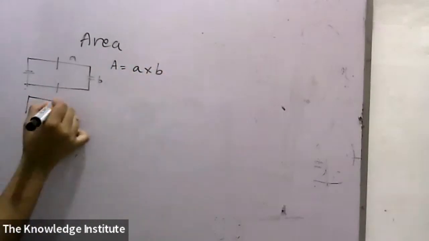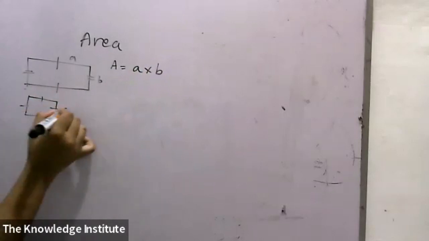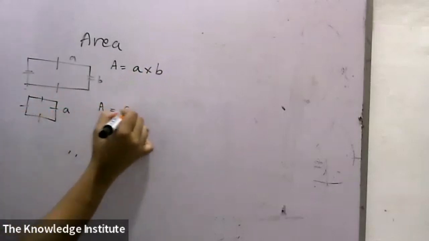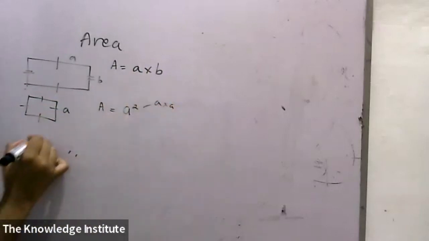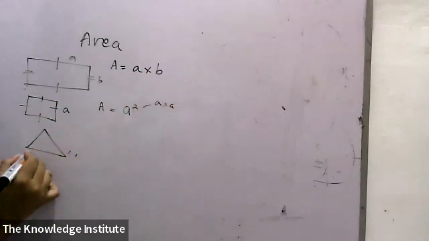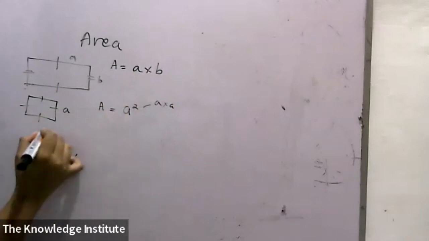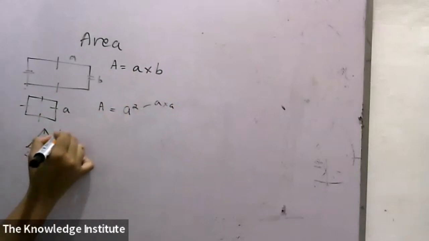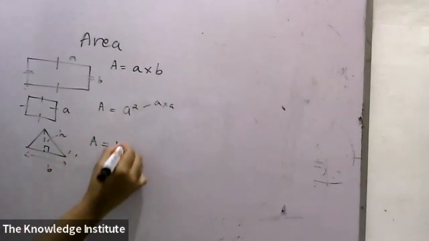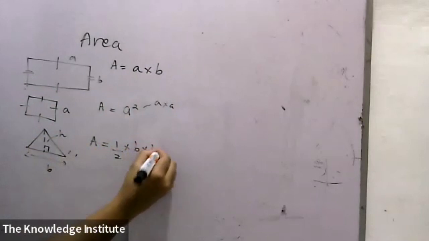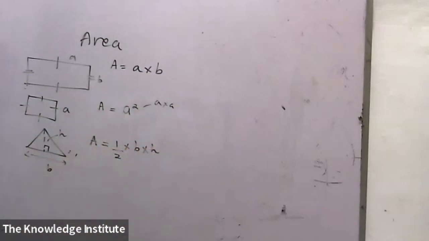When it comes to a square, you know all 4 sides are equal. Area will be equal to a square, because a into a. When it comes to a triangle, you know we call this the base and we have a perpendicular height h. So what is the area for a triangle? Half into base into height. Did you understand? Got it?